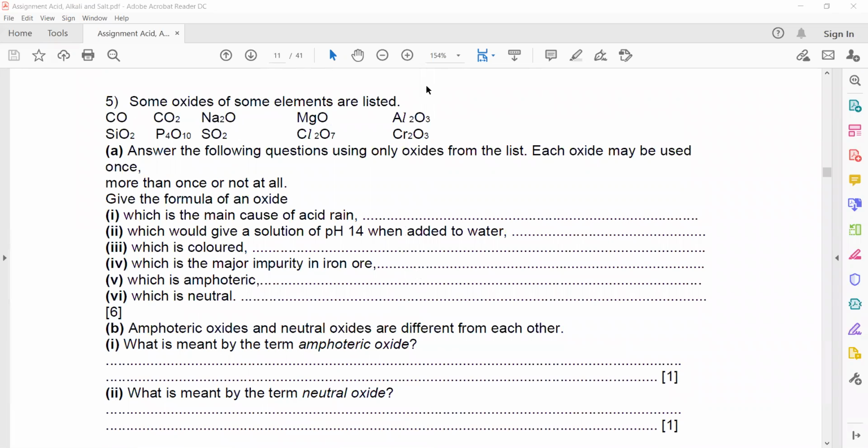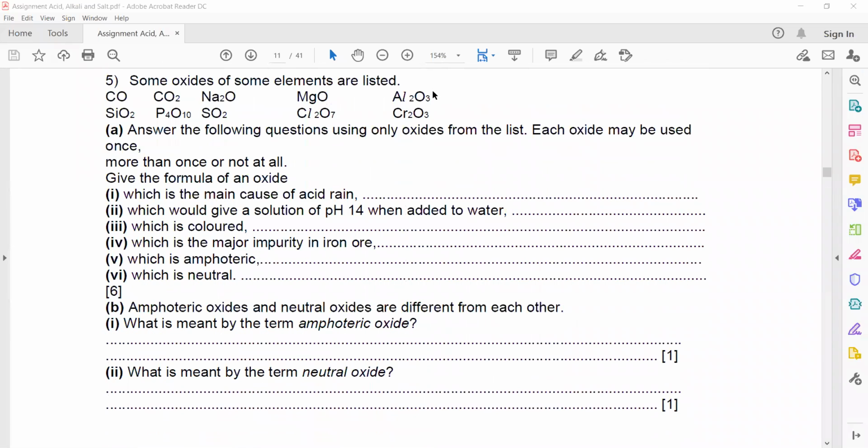Okay, some oxides of some elements are listed. First we will circle, for example, the basic oxides. Carbon monoxide: is it basic or acidic or neutral? There are 4 types of oxide: acidic, basic, neutral and amphoteric. So first we will check the basic oxides. Carbon monoxide is a neutral oxide. Carbon dioxide contains a non-metal, so it is acidic.